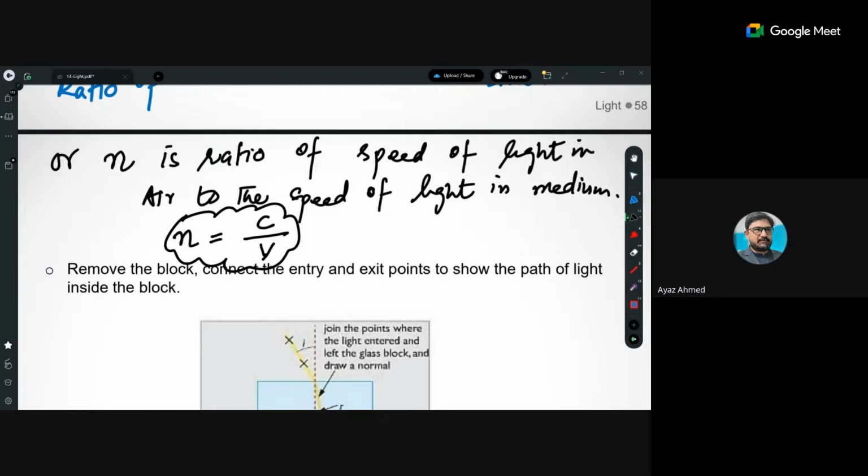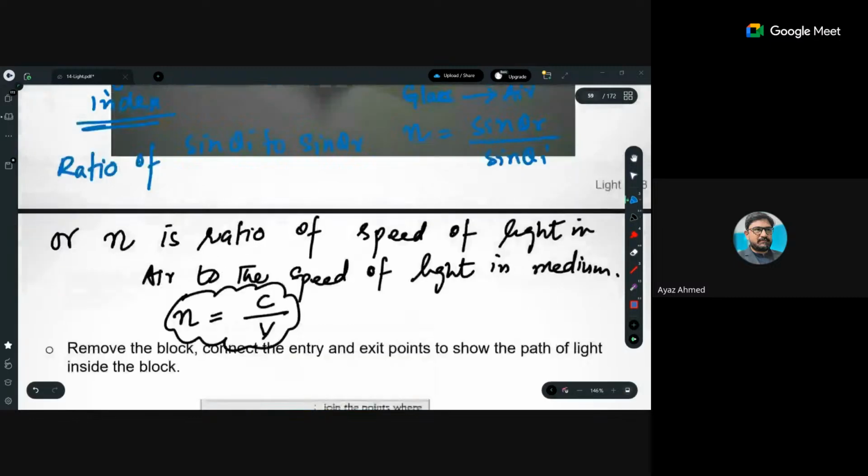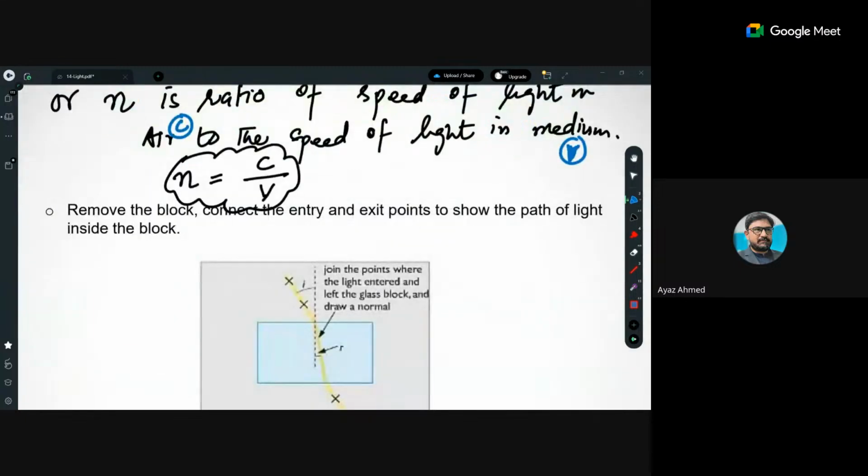The speed of light in air is c, and the speed of light in the medium is v, which is less. So you have another formula, which is n is equal to c by v. Clear? Yes, sir. So you have to use this formula for the calculation.